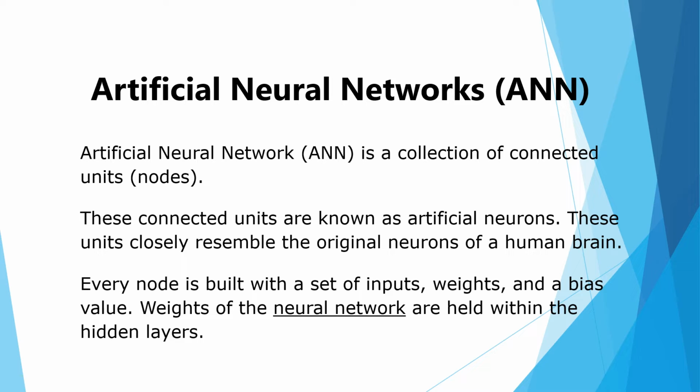Artificial neural networks. An artificial neural network is a collection of connected units, and these units are known as nodes. These connected units are known as artificial neurons, and they resemble the original neurons of a human brain. Every node is built with a set of inputs, weights, and a bias value. Weights of the neural network are held within the hidden layers.